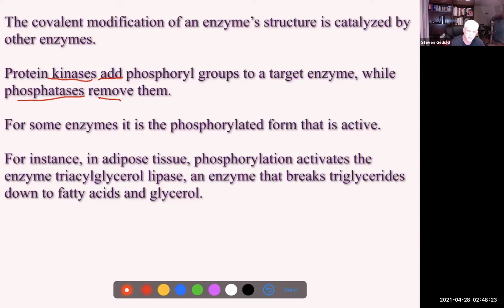Okay, so in the adipose tissue, phosphorylation activates the enzyme triacylglycerol lipase that breaks triglycerides down to fatty acids and glycerol. When it breaks down to fatty acids and glycerol, energy is released. Okay, you have phosphate groups that can be added to this. So when you're phosphorylating it, it activates the triacylglycerol lipase, which breaks down the triglycerides to release fatty acids that can be used, and glycerol, to make energy, to make ATP.